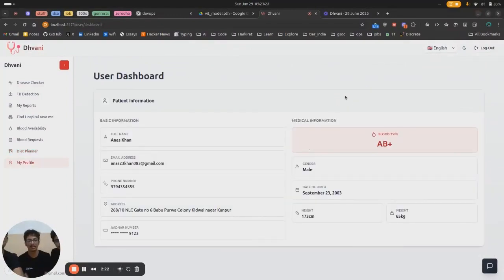Here we see all the important information of a user, be it the blood type, weight, or height, or the DOB. So we can extract the age from it.